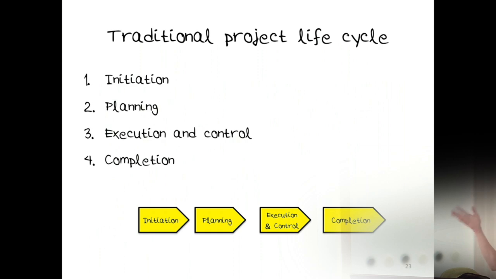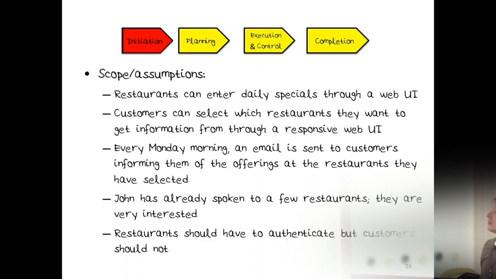So you're going to go through these steps again for this project. So scope and assumptions. Restaurants should be able to enter their daily special to some web UI. Customers should be able to select which restaurants they are interested in receiving information from. And every Monday morning, an email is sent to customers informing them of the lunch specials of the restaurants for that week, for the restaurants that they have selected. You get 1 email per week, because typically the lunch special is the same every day.